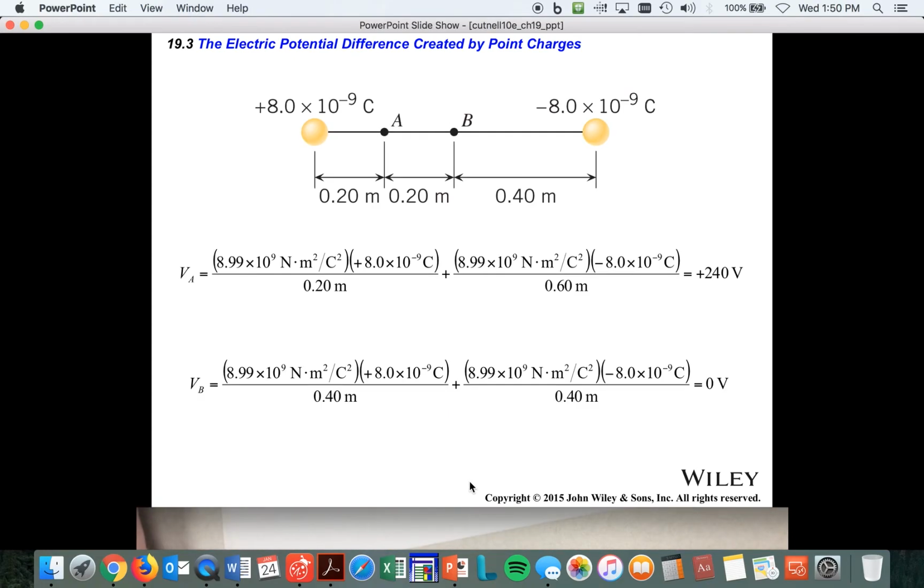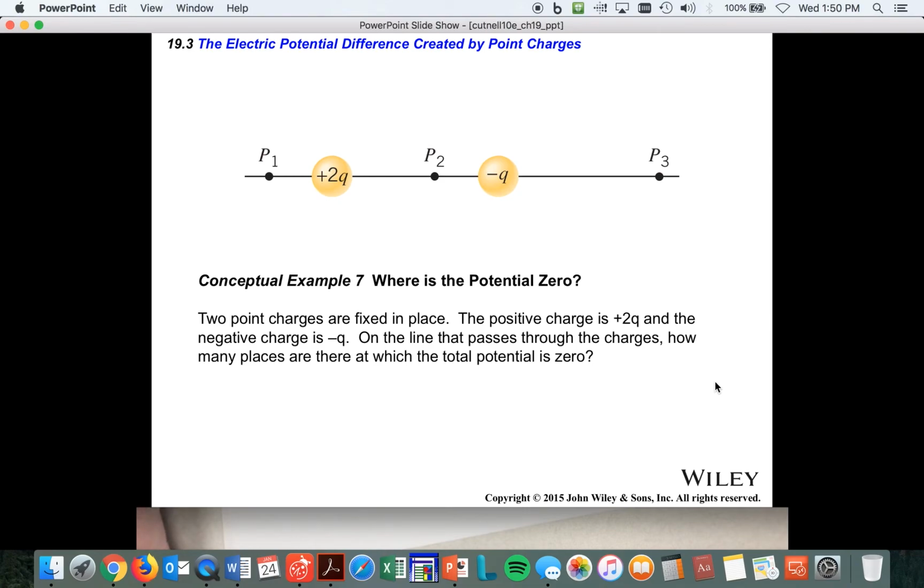So that's what we just did for A. It comes out to be positive 240 volts, just like I thought, and 0 right there in the middle. All right. Where's this 0? That's a nice in-class question. Be prepared to do this one in class. Got a positive 2. Where would this thing be 0? Where could it possibly be 0?